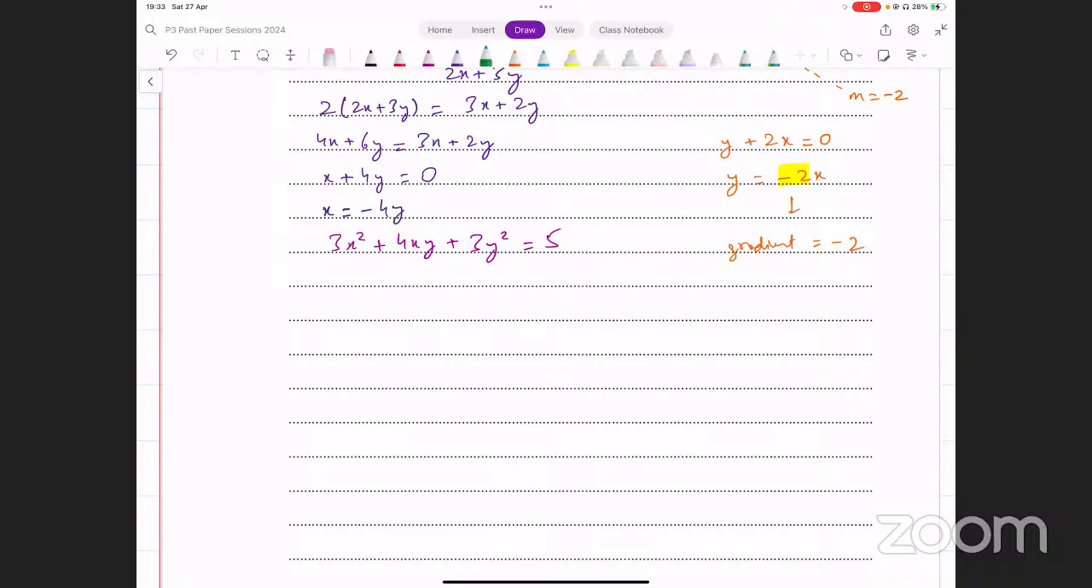We can put this in the other equation. Let's put that here. X equals minus 4y. What does that give us? 3 into minus 4y whole squared plus 4 into x into minus 4y. No, sorry. What am I doing? 4 into minus 4y. In place of x, we put minus 4y, into y, plus 3y squared equals 5. And we've got an equation that's only in terms of y.